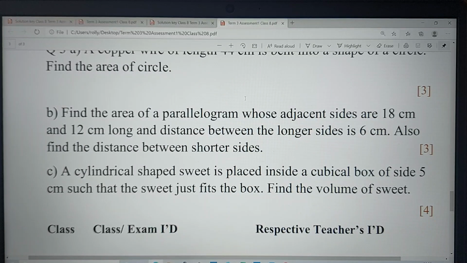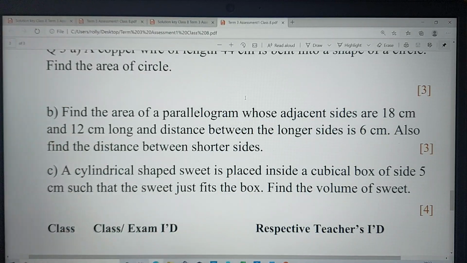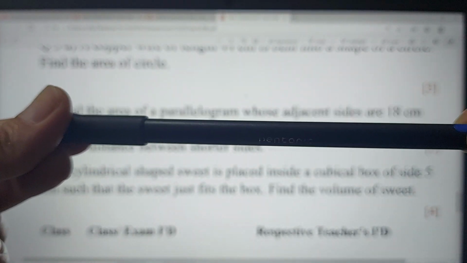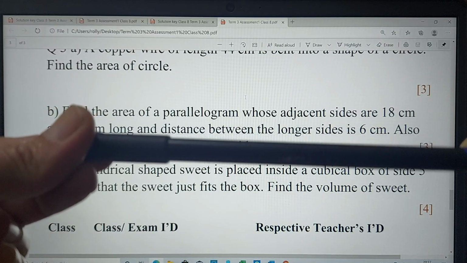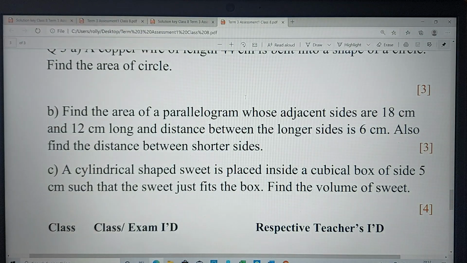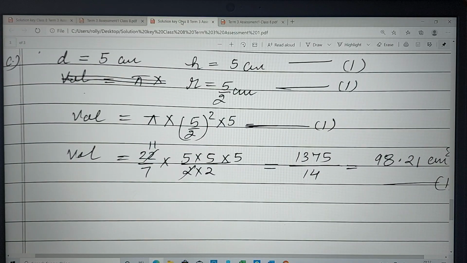It means, imagine the sweet is placed in the box, then the height of the sweet will be equal to the side of the cube, and likewise the diameter of the cylindrical sweet will be equal to the side of the cube. So height will be 5 centimeter, and diameter will also be 5 centimeter. So radius becomes 5 upon 2.